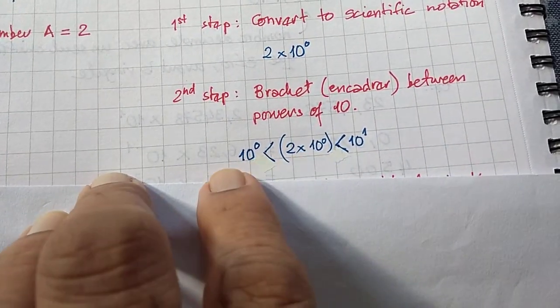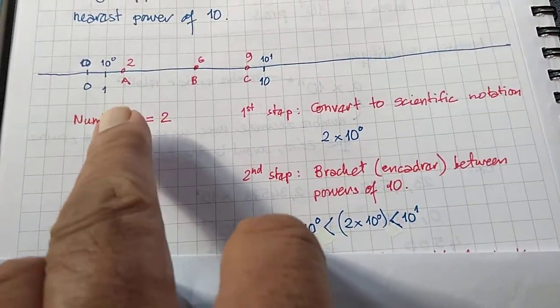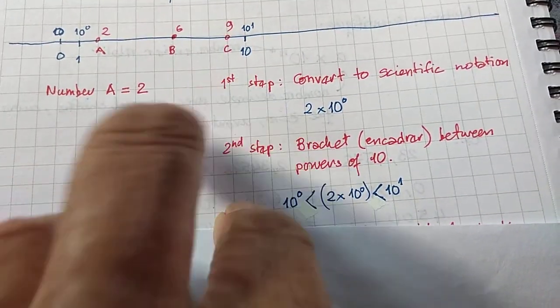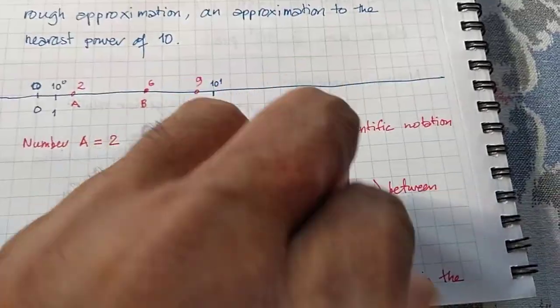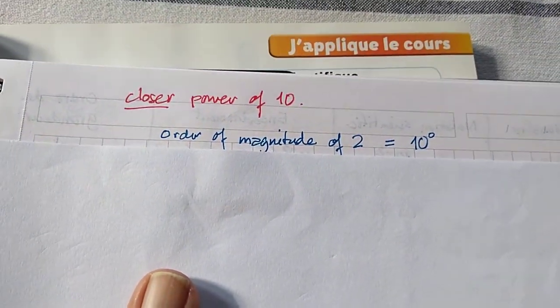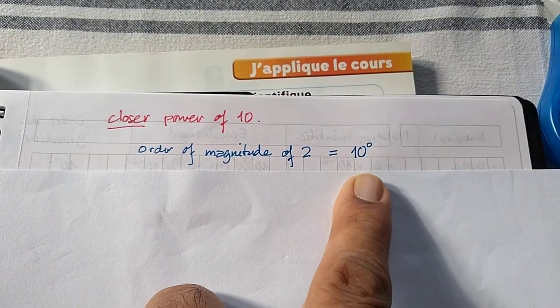Then you see which it is closer to. So in this case, obviously 2 is closer to 1 than it is to 10. So then you say order of magnitude is, I have to turn the page, sorry. Order of magnitude is the closer power of 10. So in this case you would write order of magnitude of 2 is equal to 10 to the power 0.